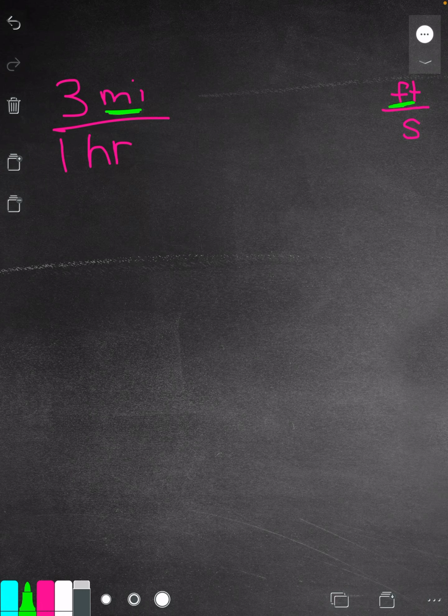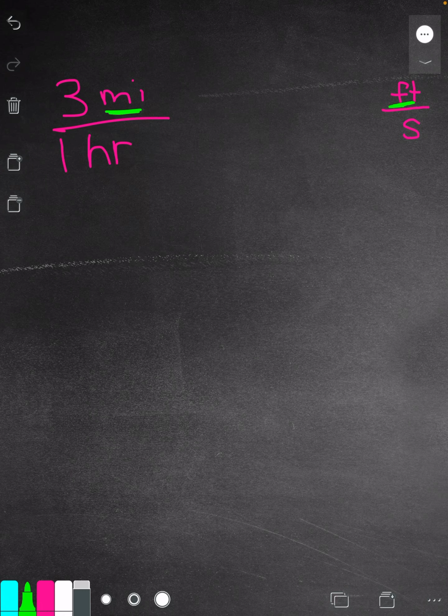So remember, we had 3 miles in 1 hour, and we were trying to get to feet per second. So watch what we're doing. I know that miles needs to change to feet. So instead of doing these as 2 separate steps, we're going to do it as one giant step.